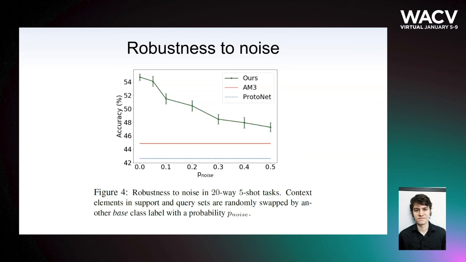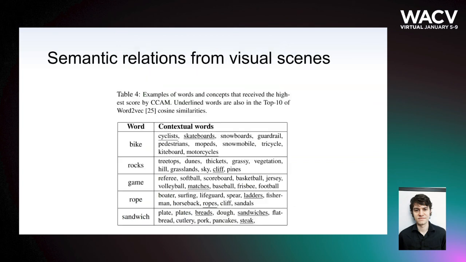So this suggests that our approach could be worth investigating in combination with recent few-shot object detection models as future work. Finally, we observe that CCAM implicitly learns and enriches semantic word embeddings. In this table, we show a few examples of classes and the 10 words that are considered the most relevant from the whole set of base classes, and not from a particular scene as we have shown previously. We can see that the contextual words are very reasonable, even if CCAM is only implicitly trained to learn these semantic relations.